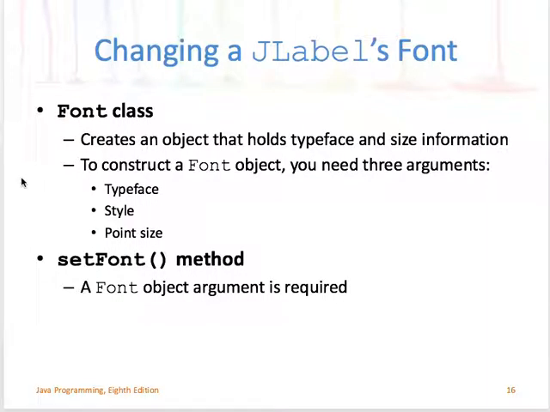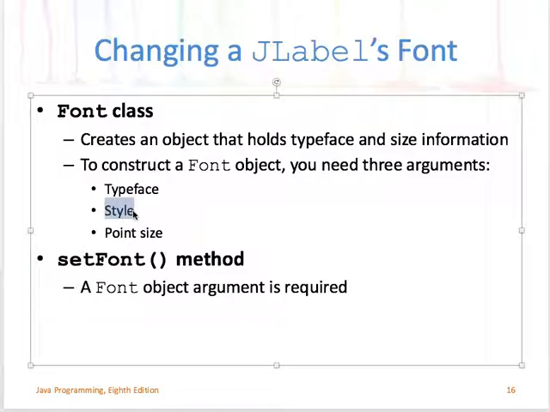The Font class creates an object that holds typeface and size information. To construct a Font object, you need 3 arguments. Typeface, which is what type is it? Is it Times New Roman? Is it Arial? Is it Comic Sans, etc.? Style, what type of style you want, and the size of it. Maybe I got that wrong. Typeface is like your Courier, your Arial, etc. Style would be a different declaration of it, such as bold, italics, so forth.